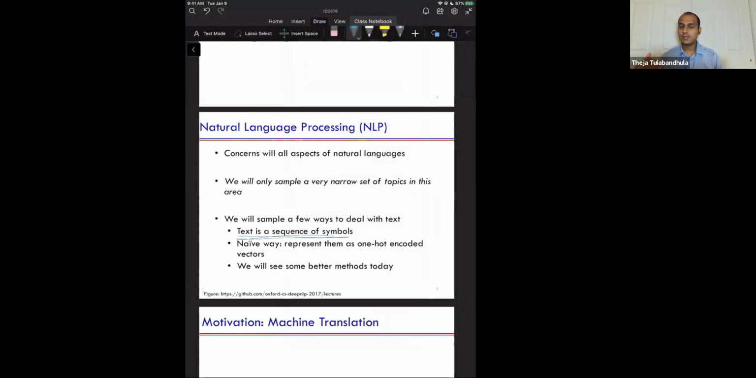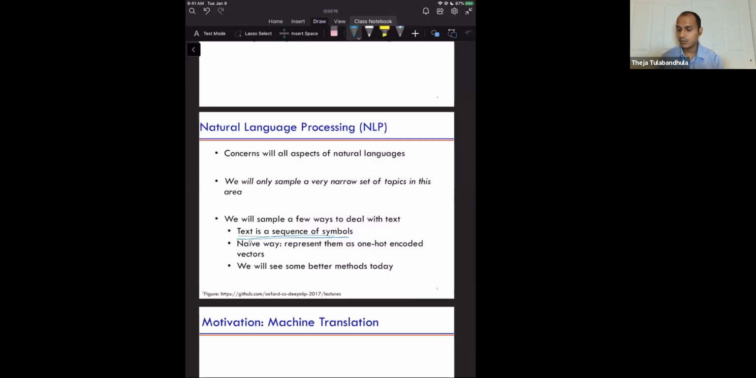essentially, text is going to be just a sequence of symbols. Okay, and we can ascribe numbers to it, and that's what we'll do essentially in this lecture. But in the raw form, it's a sequence of symbols, letters, or alphabets, or a sequence of words, for example. And there are several ways to represent it.